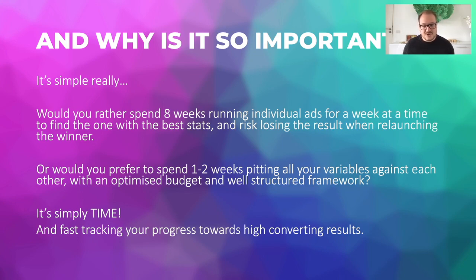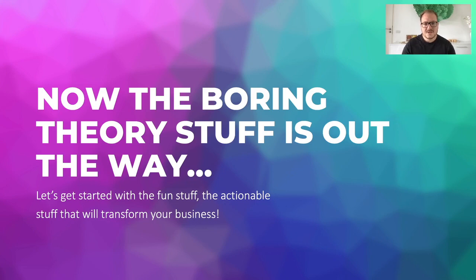I'd much rather spend just 1 to 2 weeks finding a winning ad out of all of the ideas I have than 8 weeks testing individual ones, with the risk when relaunching the campaign with the best stats of not getting the same stats again. You lose all the momentum that the algorithm's built up in that learning process by switching them off and testing something new. So doing it all in one go in a shorter time frame ensures that extra 6 to 7 weeks that you've just skipped out on, you have that time now to just farm results. So now the boring theory stuff is out the way, let's get on with the fun, actionable stuff.